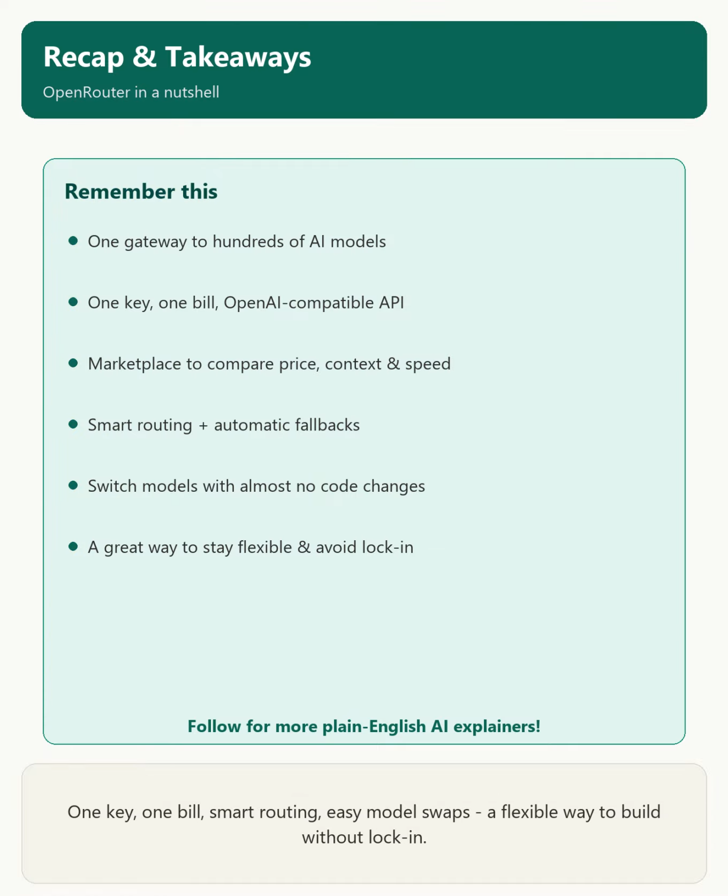Let's recap. OpenRouter is a single gateway to hundreds of AI models, with one key, one bill, and an OpenAI-compatible API. It adds a model marketplace, smart routing, and automatic fallbacks, making it easy to compare and switch models with almost no code changes. If you're building with language models, it's a fantastic way to stay flexible and avoid lock-in.